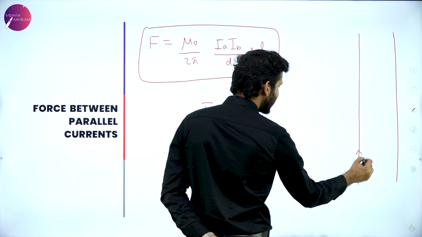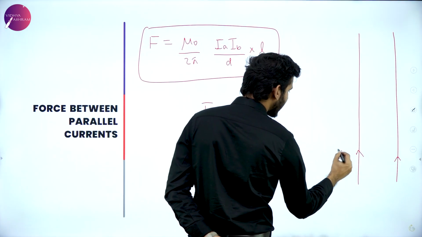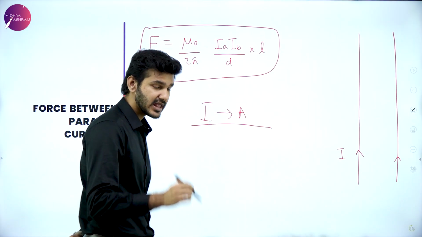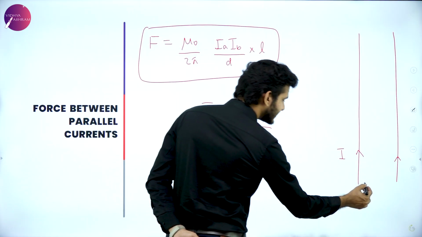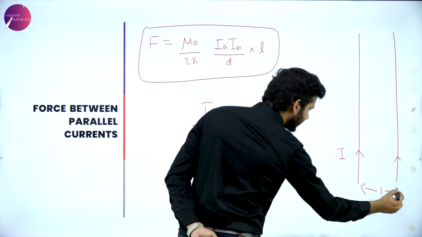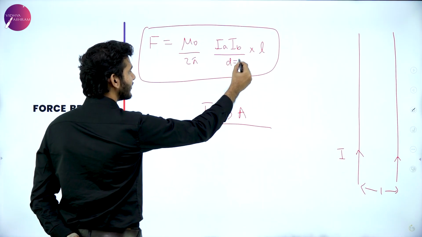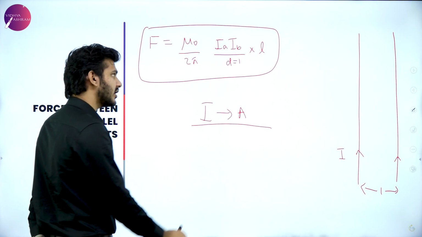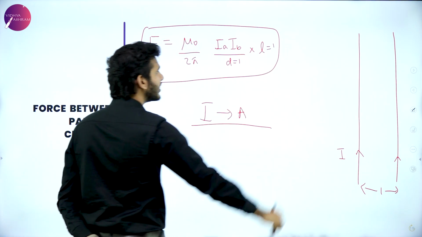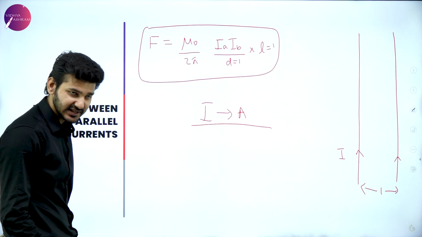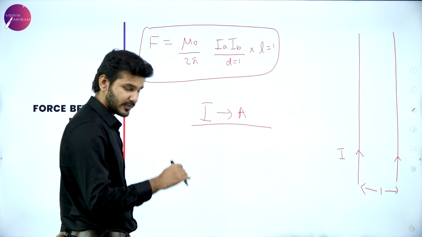We can say the currents flowing through them are 1 ampere if they are kept at a distance of 1 meter, that is, d becomes 1, and the length also is 1 meter.